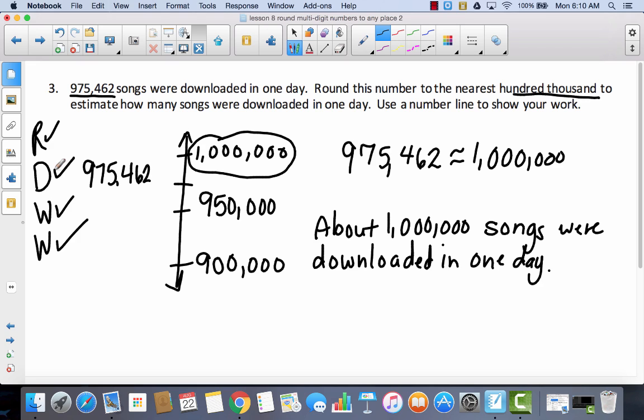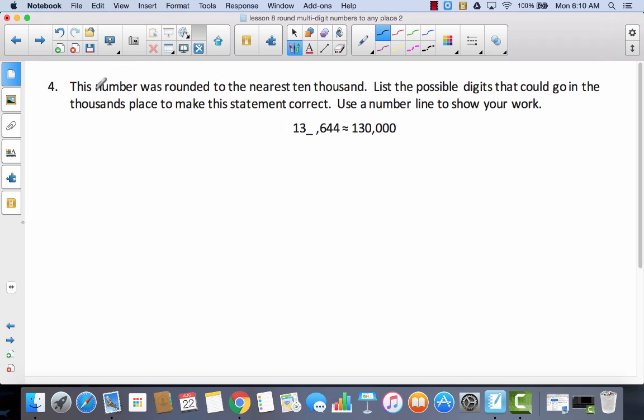I really like this read, draw, write, and write process because it really helps you to stay focused and to make sure that you're answering the question properly. All right, let's take a look at question number 4. So again, we're going to begin by read, draw, write, and write.